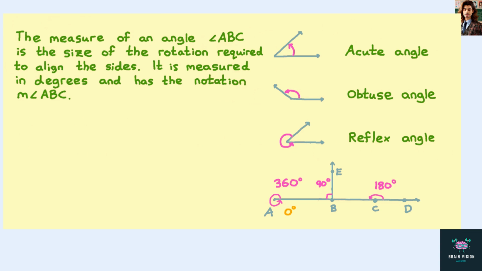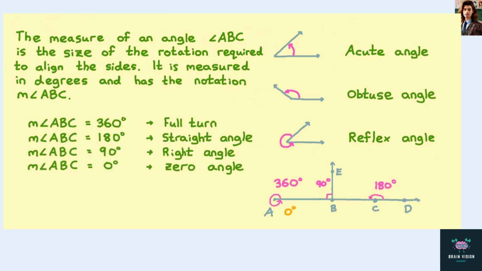We define the measure of an angle ABC to be the size of the rotation required to align the sides of the angle. The centre of the rotation is the vertex of the angle, and a full rotation is said to have a measure of 360 degrees. We use an M before the angle to show that we are talking about its measure.